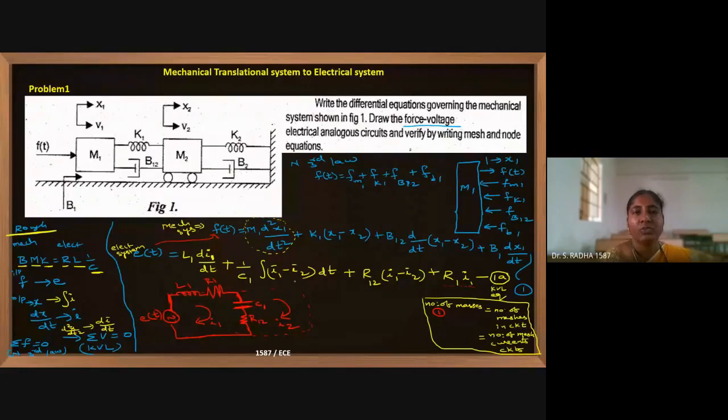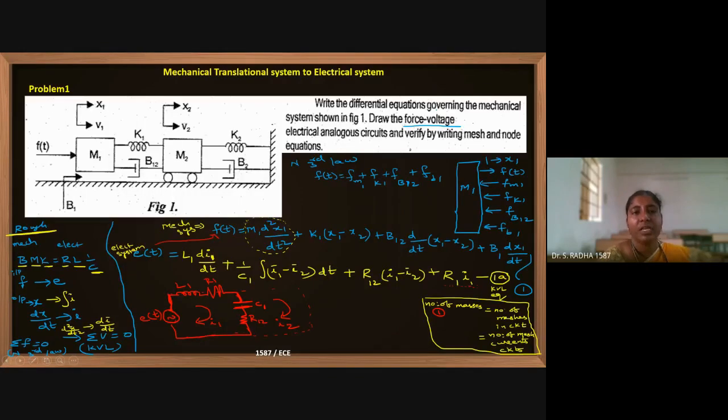Start the entire story for the second mass, M2: free body diagram, differential equation, then electrical equation. If I write for the second mass, I will get the components related to the second mesh, I2 alone. So let me start with the second mass. Only half of the circuit is completed.